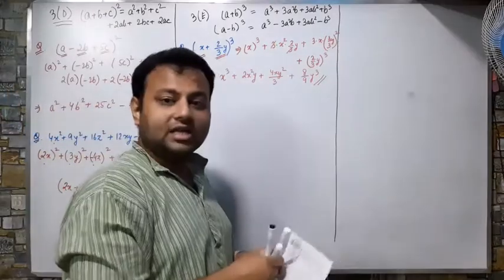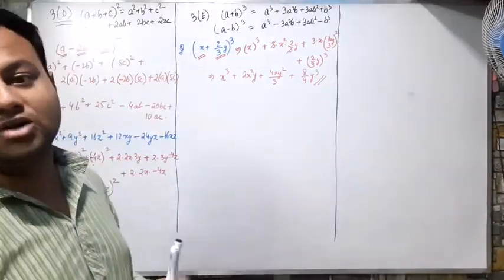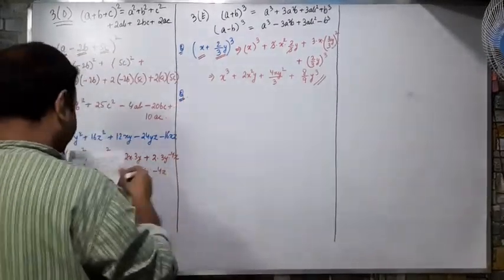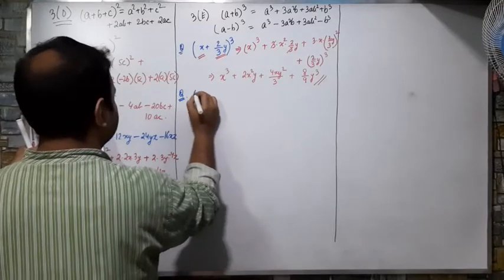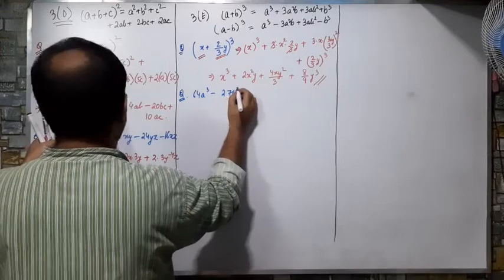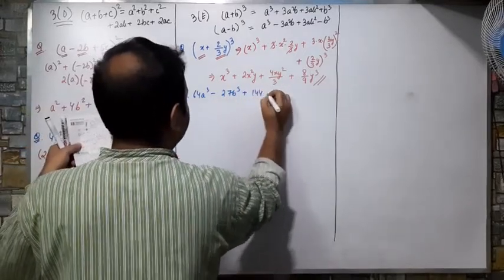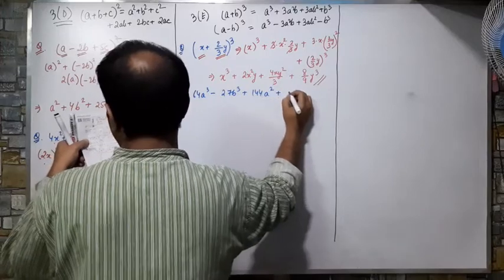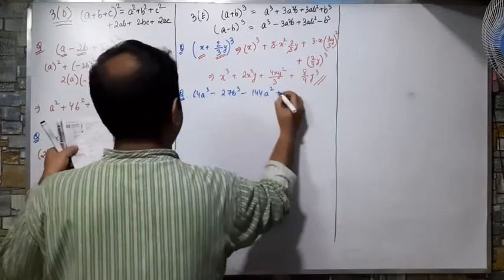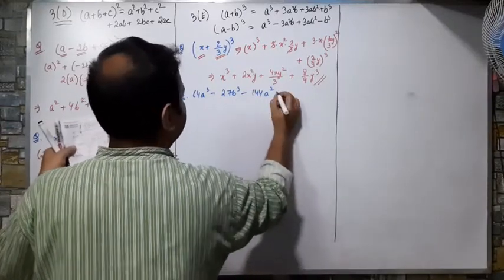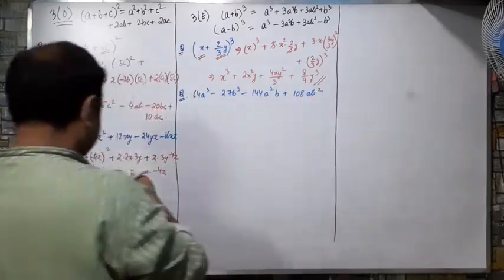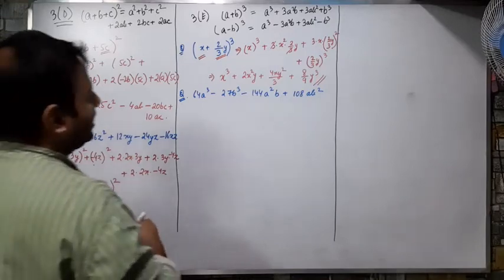You may be again asked that you will be given the expanded form and you will be asked to write the factorized form like this. 64a cube minus 27b cube, sorry, it should have been minus 144a square b plus 108 ab square. So if I try to solve it, I will find like this.